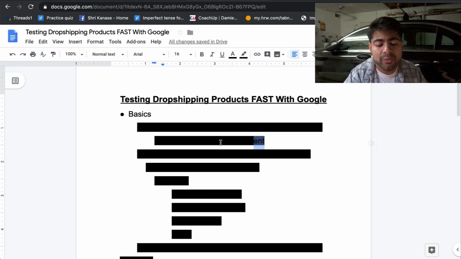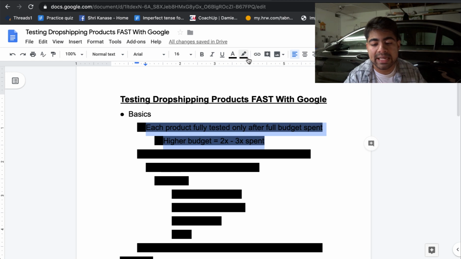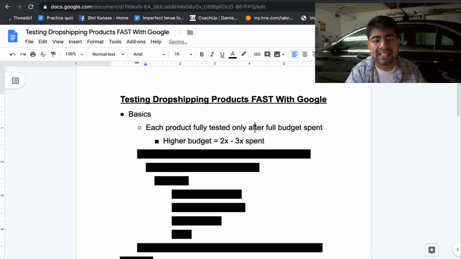But starting off with the basics, one thing you need to understand is that just like Facebook Ads, each product gets fully tested with Google only after the full budget is spent. I know a lot of people want shortcuts when it comes to fully testing products via marketing platforms, and this is the same when it goes to Facebook and Google.